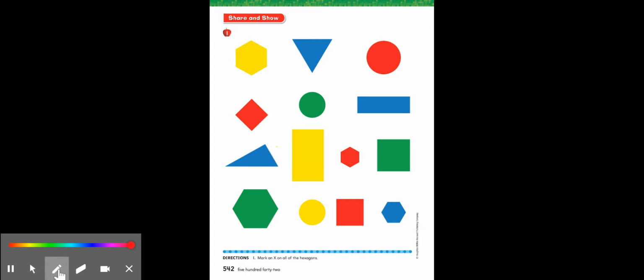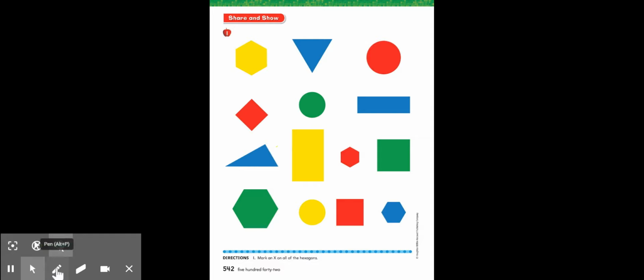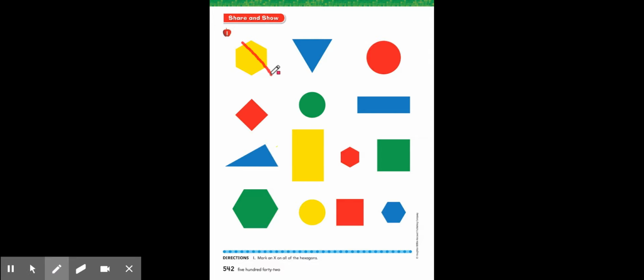I see one that looks a little bit more like a hexagon. Let's check it out. Right here in yellow. 1, 2, 3, 4, 5, 6. Perfect. A hexagon has 6 sides, so this shape in yellow will get an X marks the spot.